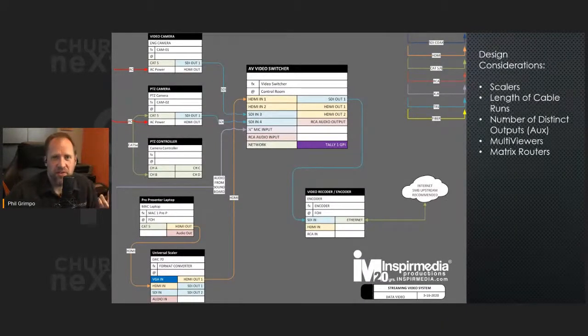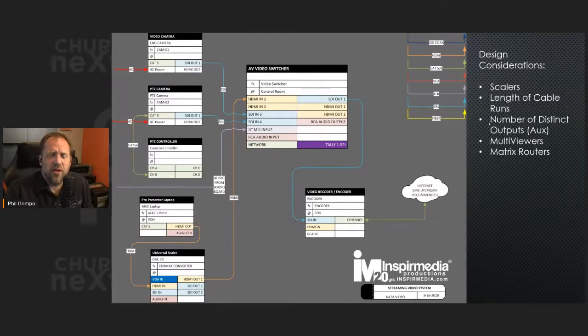How many conversions does that signal have to make before we get to our switcher? The more conversions you have to make, the slower that camera could be. If you're streaming, probably not a big deal. But if you're going to be going to screens in the room, you're going to want to make sure you have everything gen-locked if you can, frame synchronized if you can, and minimize the delay as much as possible. Another consideration is the number of distinct outputs.